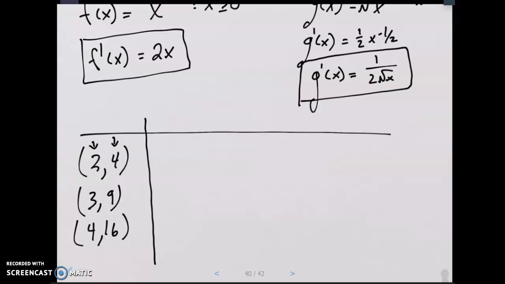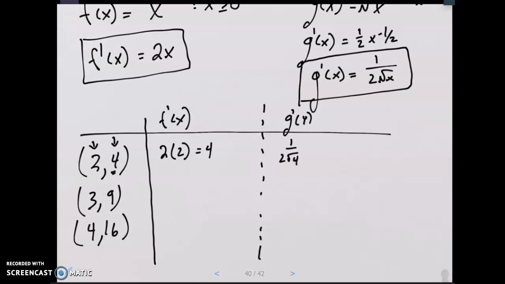So let's do it real quick. We'll call this f prime, and we'll call this g prime of y, because we're going to find it in terms of our original function. Plugging in 2, 2 times 2 gives me 4. Same thing here, but it's 1 over 2 root, and then I plug in 4, my output, into there. That gives me 1 over 2 times 2, which is 1/4.